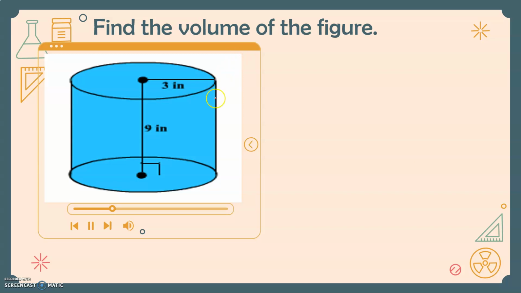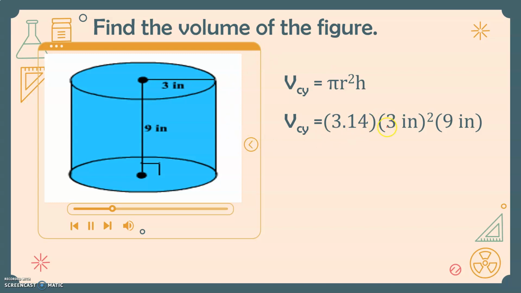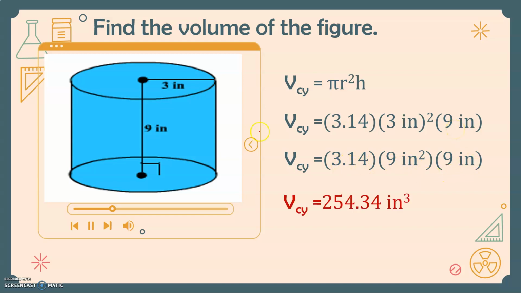Next example, we have here a cylinder with a radius of 3 inches and a height of 9 inches. Again, for us to find its volume, we will use the formula pi r squared times height. Substituting the given information in our formula, we'll have 3.14 times 3 inches squared times 9 inches. 3 inches squared is equal to 9 square inches. Multiplying it by 3.14 and 9 inches, we'll have 254.34 cubic inches. And this is now the volume of this cylinder here.